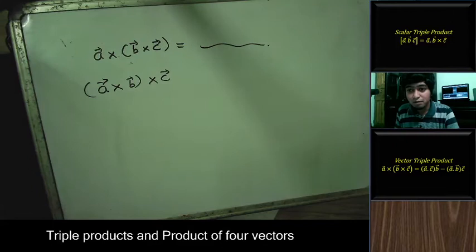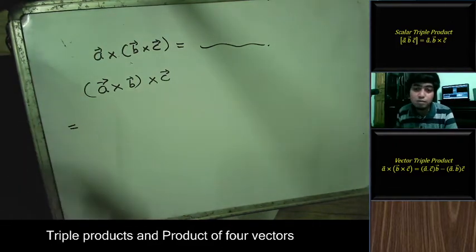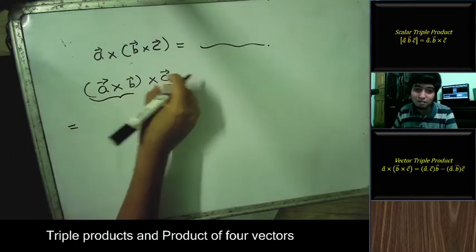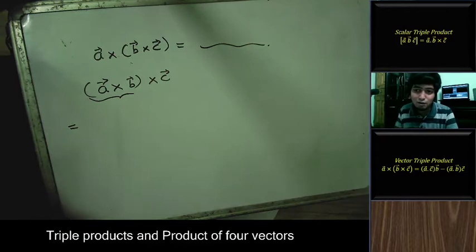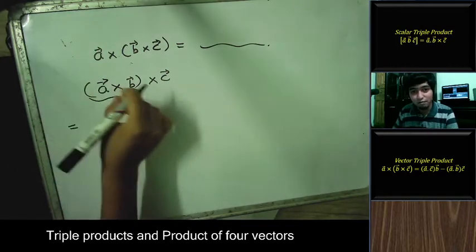Okay, so if you want to calculate something like this, of course you can do it in the usual way. You can form the cross product and then take the cross product again with C, but taking the cross product is too complicated. So if we have to use a formula for this one, you can actually bring this C to the front.